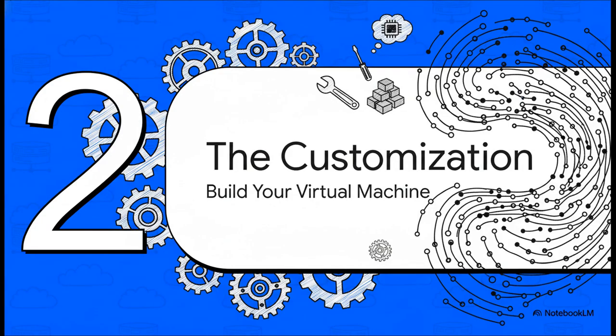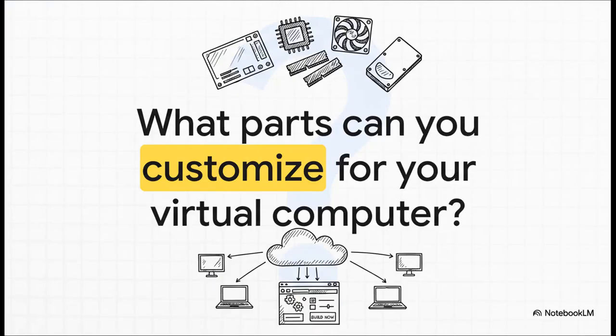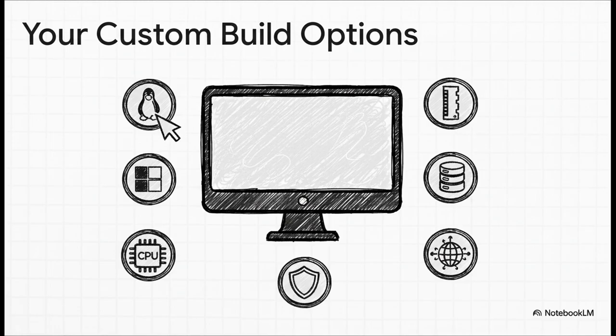But here's the really cool part. This isn't some one-size-fits-all deal. Nope, the real power of EC2 is that you get to build your virtual machine exactly the way you want it. So, when you go to rent this computer, what choices do you actually get to make? The best way to think about it is like you're building a custom PC from scratch, but instead of ordering parts online, you're just clicking a few buttons in your web browser. You literally get to pick the whole shebang.